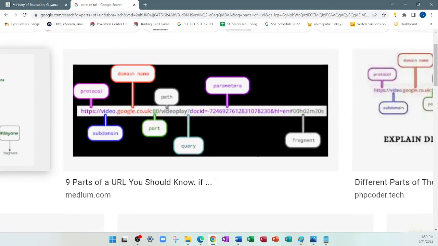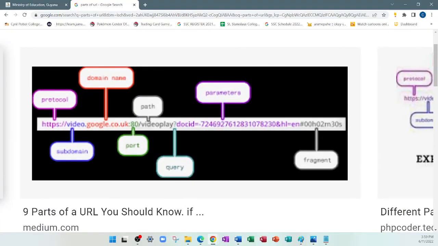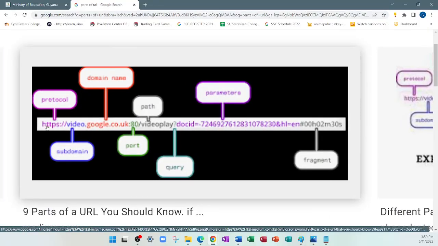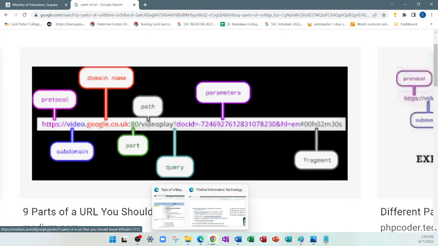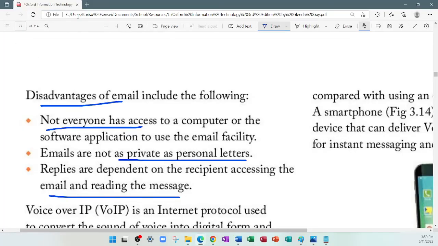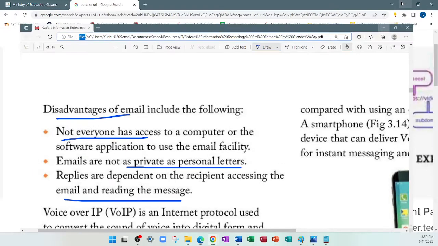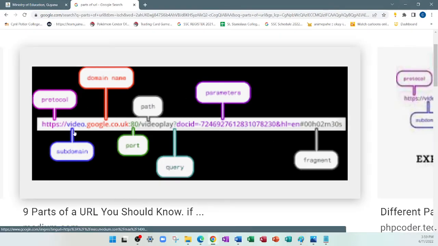Let's look at this one here. So, the parts of a URL. The very first part of the URL is the protocol, which indicates what you're accessing. Remember, the HTTP is indicating you're accessing a website. I showed you here that you saw it has file here. That indicates I'm accessing a file on my computer.